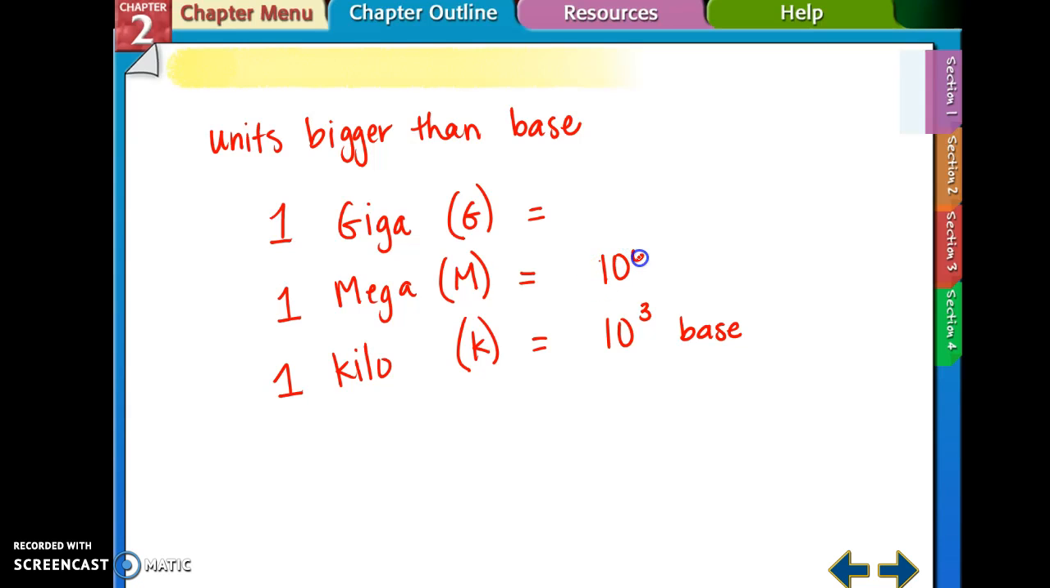Mega is 10 to the 6th, so that means there are 1 million base units for every 1 mega unit. So for every 1 megameter, there are 1 million meters. And then giga, I believe, is 10 to the 9th. So what that means is that it is 1 billion base units for every 1 gigameter, or gigasecond, or gigaliter, or gigagram.